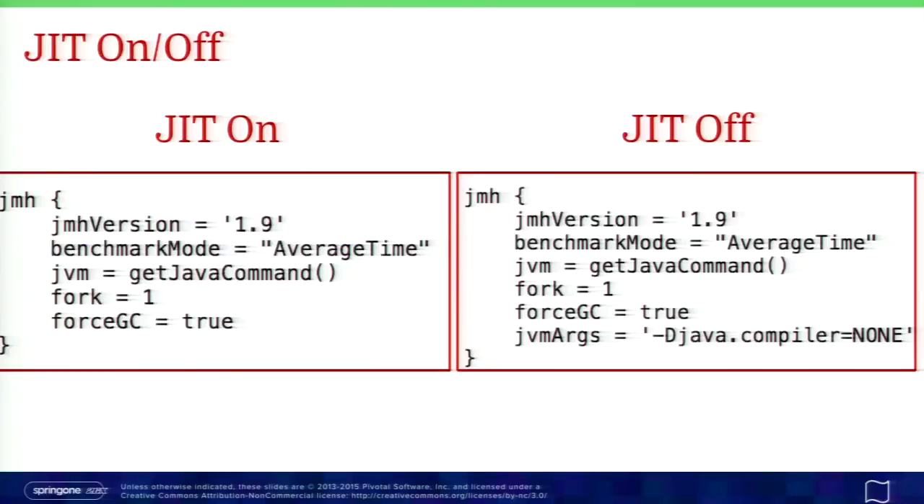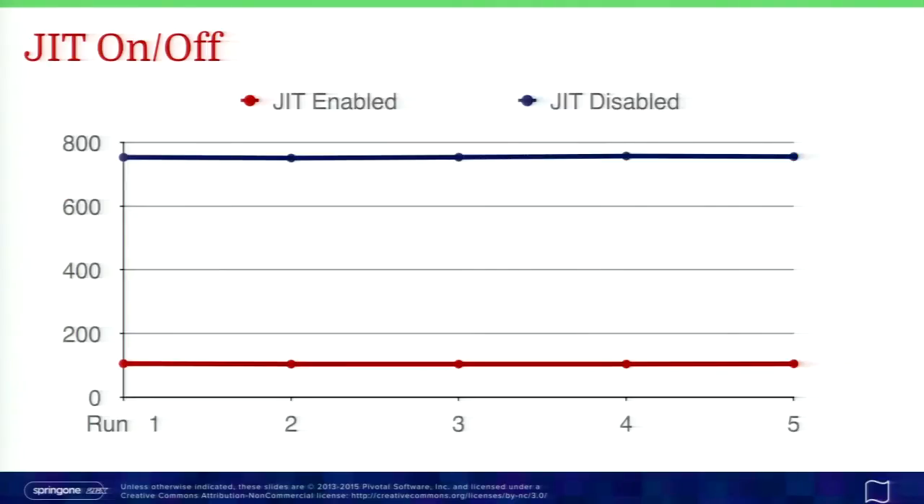So now I'm going to run this benchmark twice. On the left, I have it set up to run with the JIT on. On the right, I have it set up to run with the JIT off. And you can actually disable the JIT for any JVM process. You just pass in -Djava.compiler=NONE, and that will turn off the JIT. And sure enough, this shouldn't be a big surprise. The JIT enabled runs significantly faster than the JIT disabled. And the numbers here don't really matter. We're just trying to see the comparison of JIT enabled to disabled.